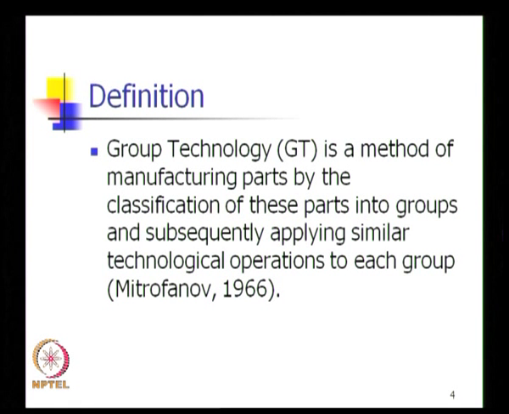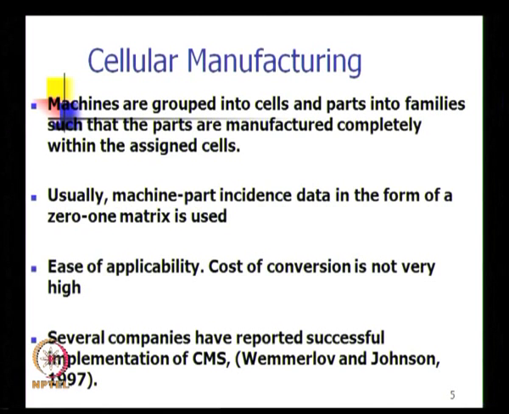So, this definition once again talks about the same thing, that we group the parts into part families and then create machine cells for the part families. Another way of looking at it is to group the machines and create machine cells, also create part families and then attach each part family to a machine cell. So, in cellular manufacturing machines are grouped into cells and parts are grouped into families such that all the parts within the family are completely manufactured by the assigned cell.